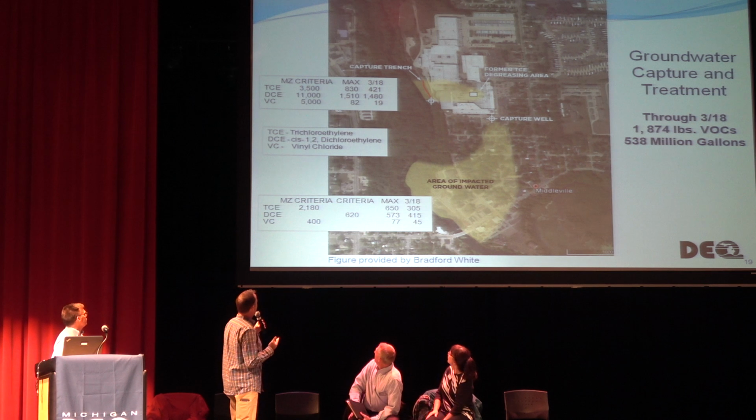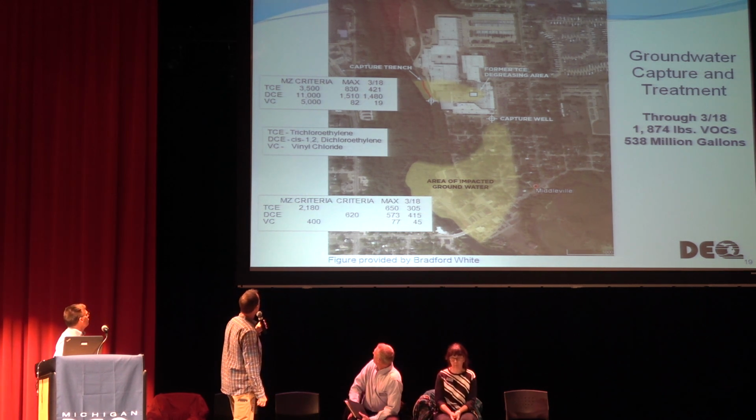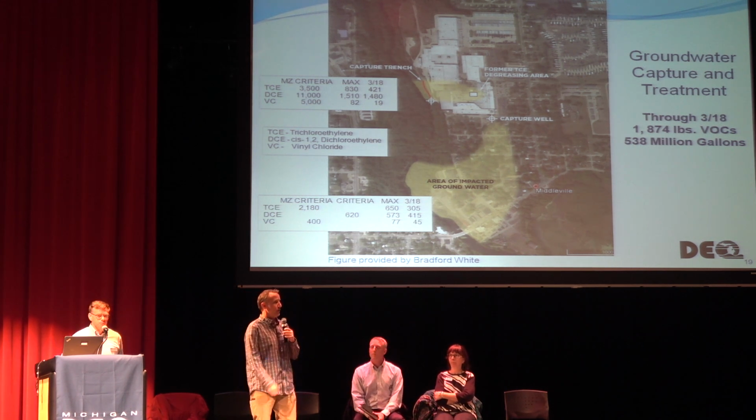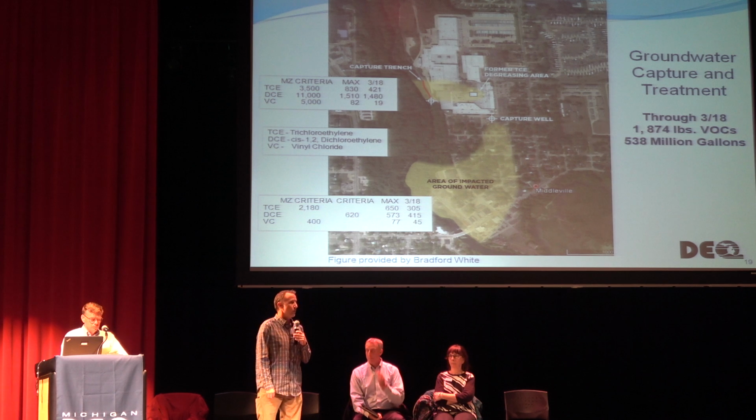Yeah, the current concentrations in the monitor wells are 300 to 400 parts per billion in the monitor wells near the river. Does that help?